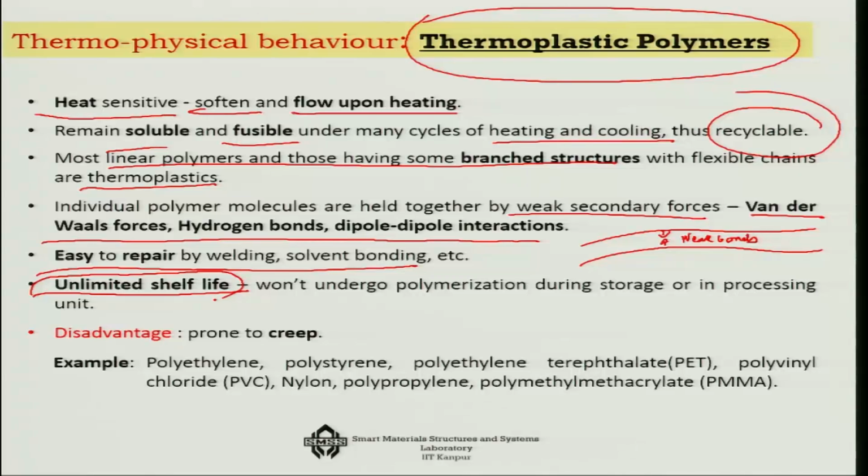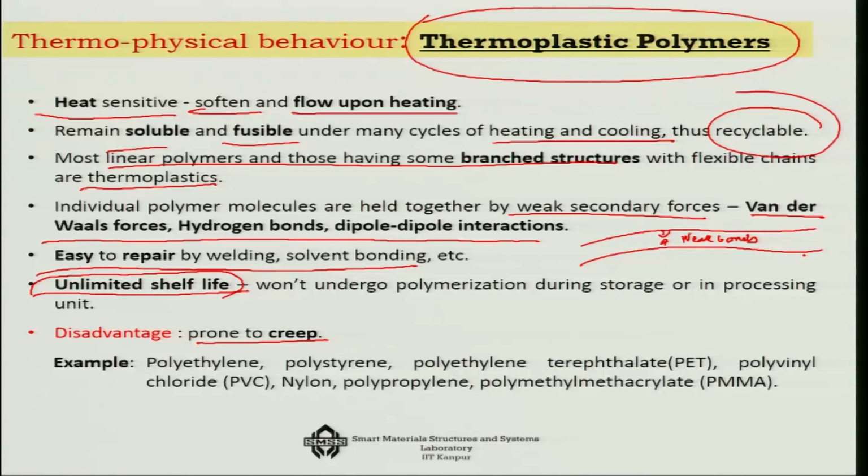What is the disadvantage? It is prone to creep. You can easily see that since the chains can actually slip over each other with a little bit of force, because the force that holds them together is a weak force like van der Waals force or hydrogen bonding, hence with a little bit of force you can easily move one over the other.